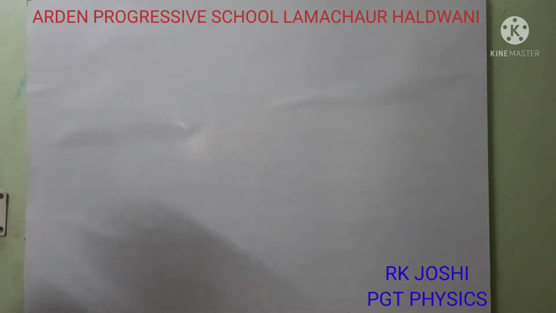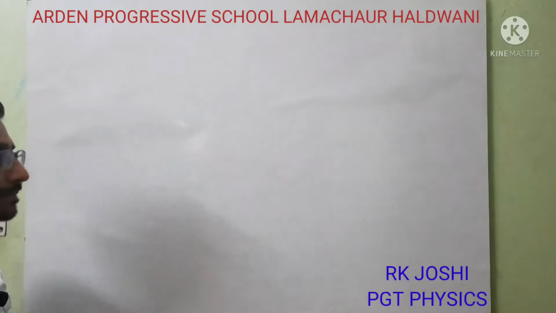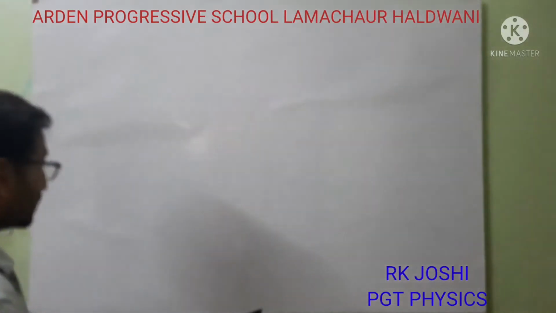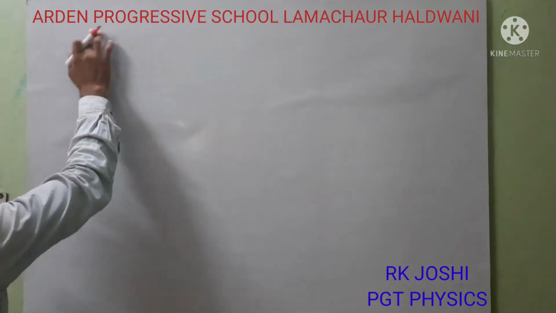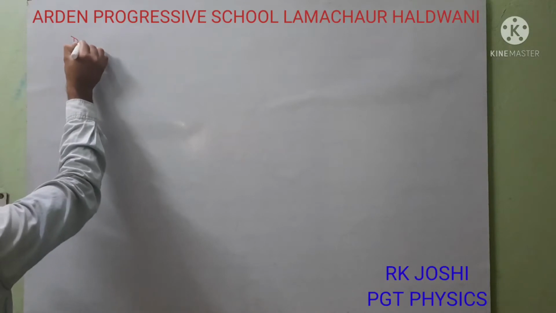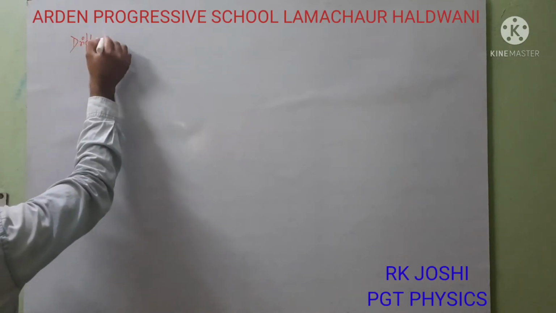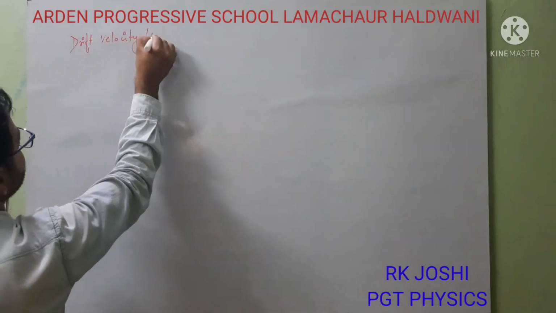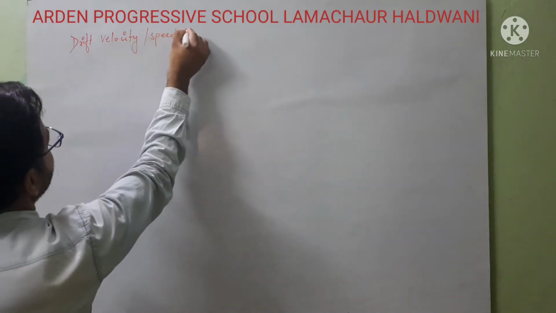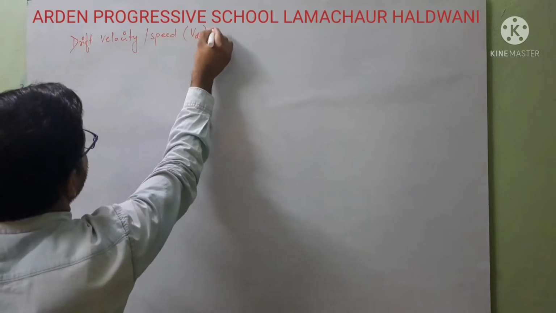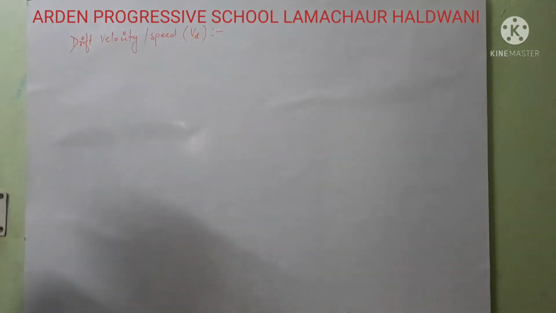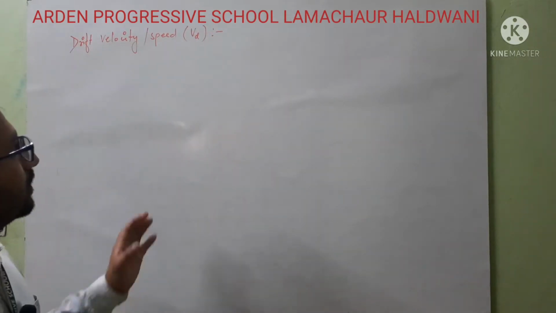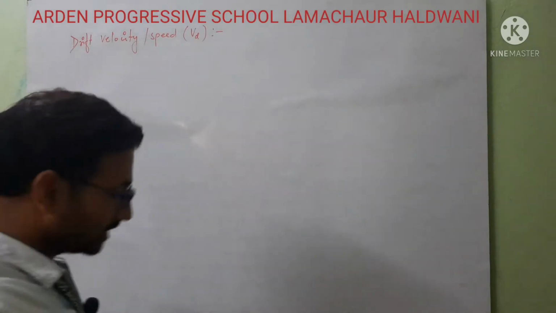Now student, after the discussion about the basic concept, here we are talking about the new derivation about drift velocity or drift speed, which is noted by Vd. So here we will prove the definition and derivation for the drift velocity of an electron.